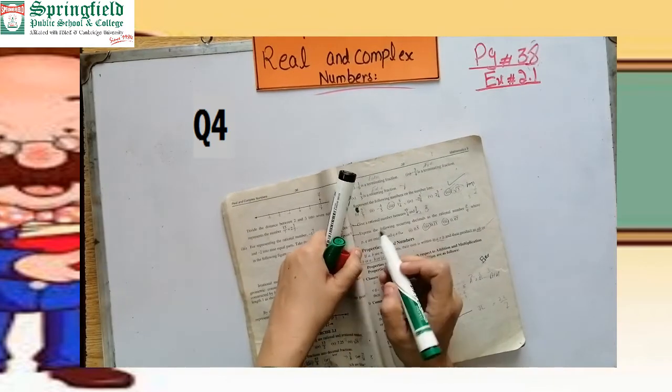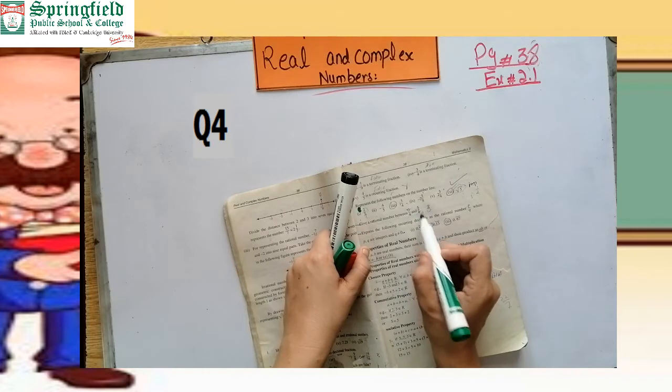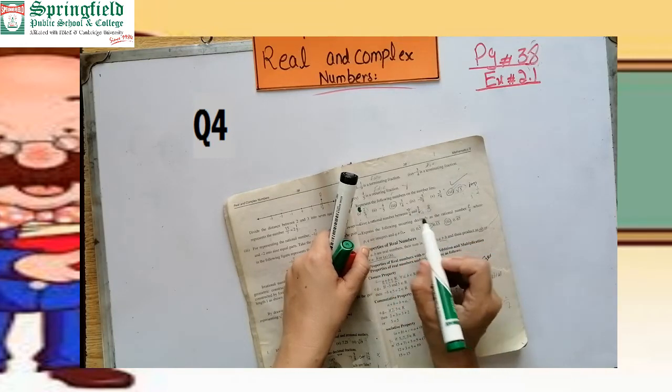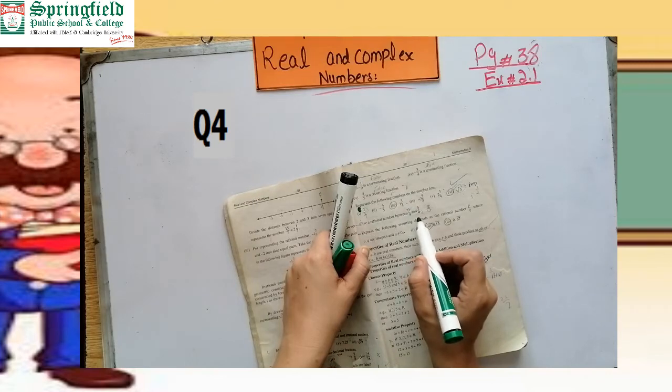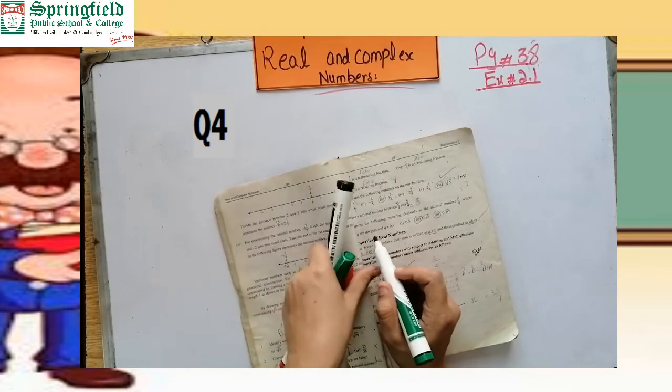Now question 5: give a rational number between 3 by 4 and 5 by 9. Which one is a rational number between these two numbers? So beta, it's your task. Find it out.